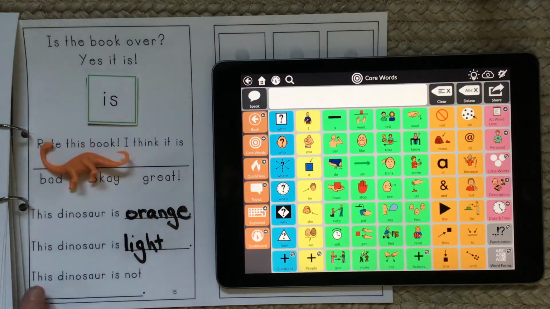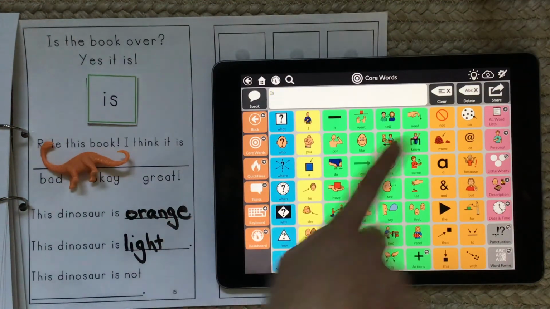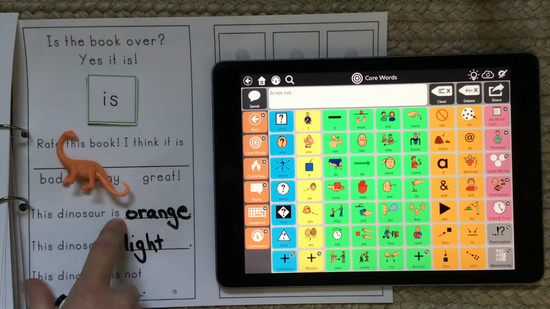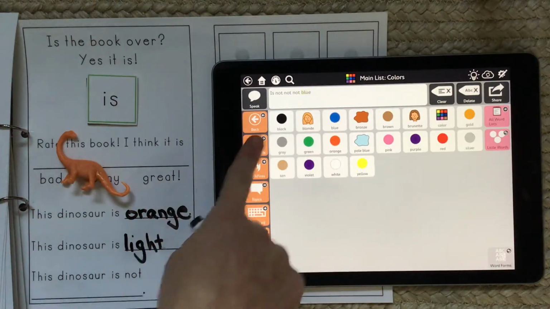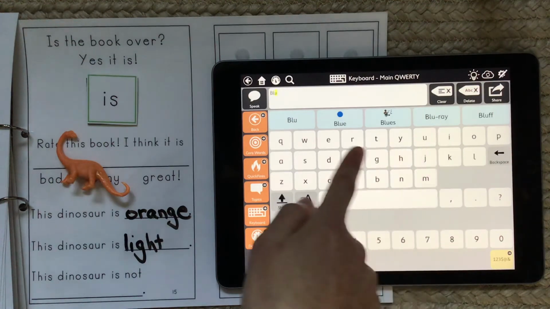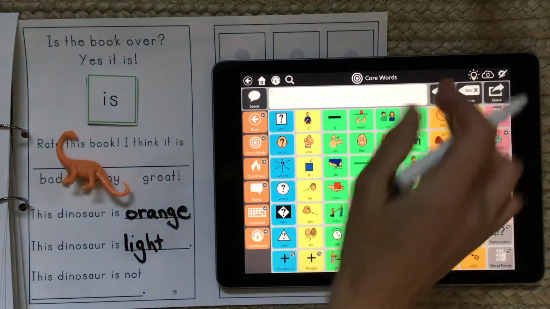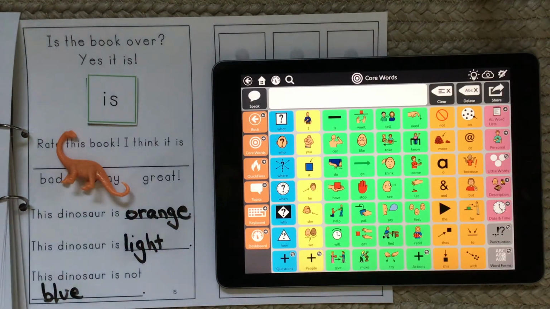All right, one more. This dinosaur is not. Ooh, now I'm gonna say something that it's not about this. This dinosaur is not blue. No, it is not. Not. It's orange. So it is not blue. I can spell blue on my keyboard. B-L-U-E. Blue. I wrote it on my keyboard and I can write it with this marker. Blue. All right, there are my sentences.